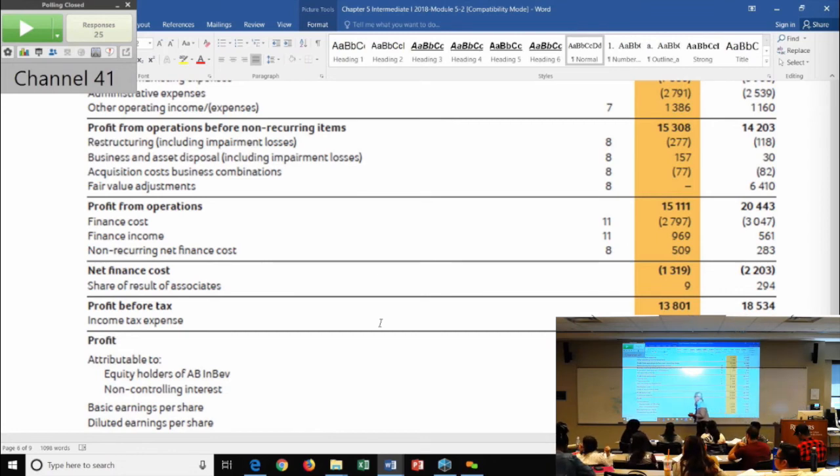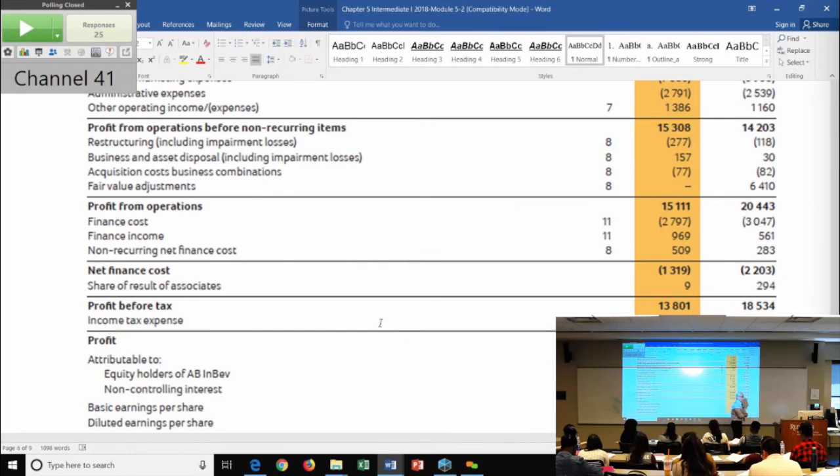So the non-recurring net finance, is that the EBIT? Well, no. EBIT would be up on top, before non-recurring items. And that should really be the pure EBIT number. Profit from operations is convoluted in this case because it's got so many other factors in there that don't belong. So I would say, if you wanted to call this EBIT, it's got to be profit from operations before non-recurring items. That probably would be the best definition of it.